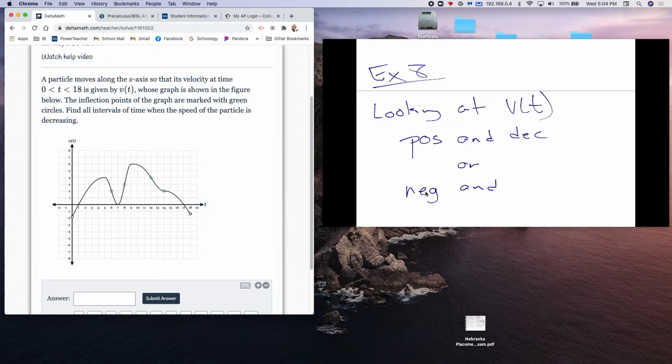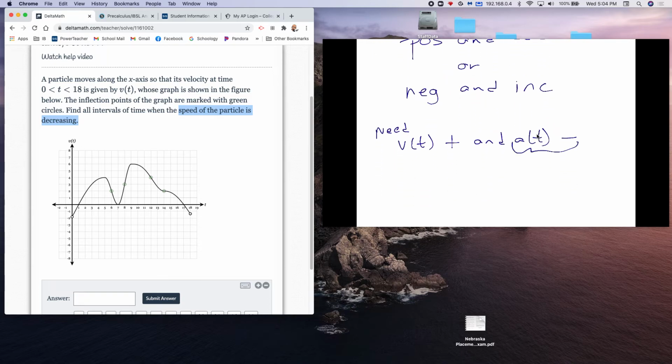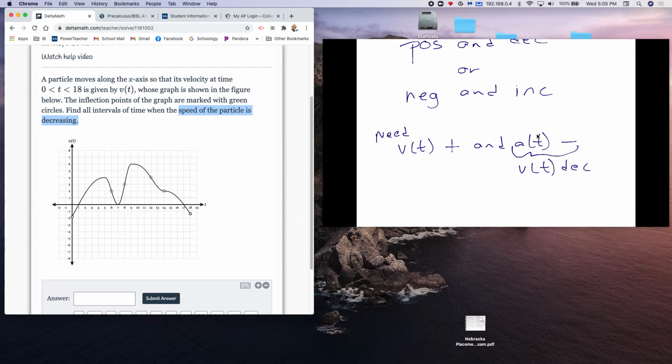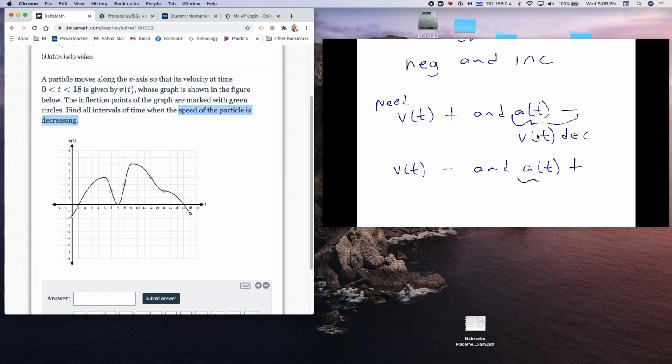I'll unpack that in a second. Or negative and increasing, because it's asking when our speed is decreasing. So we need these two things to be working against each other when you think about acceleration. We need v of t to be positive and a of t to be negative. When a of t is negative, according to our chart, v of t is decreasing. That's how I got positive and decreasing. Or we need v of t to be negative and a of t to be positive, working against each other. When a of t is positive, v of t is increasing according to our chart.